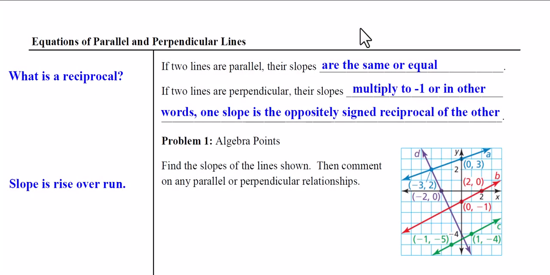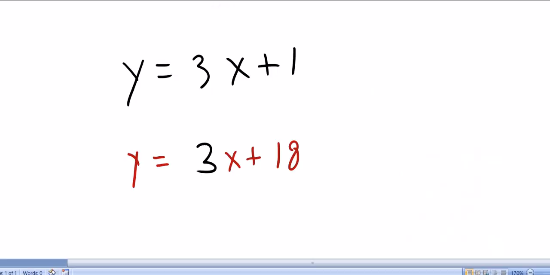So we established that if two lines are parallel, their slopes are going to be identical. They're going to be equal. So you can just copy and paste the slope from one to the other one. For example, these two equations are going to be parallel because they have the same slope. These equations are parallel because they have the same slope. These equations are parallel because they have the same slope.